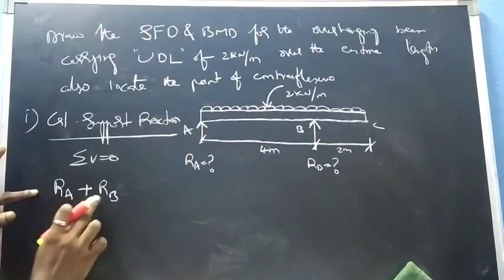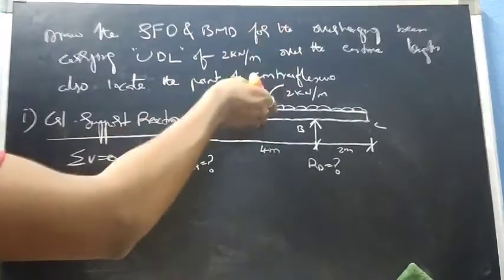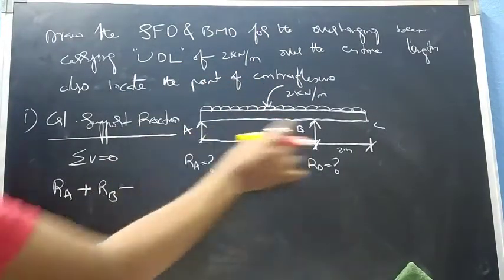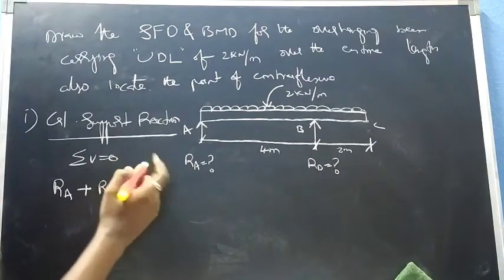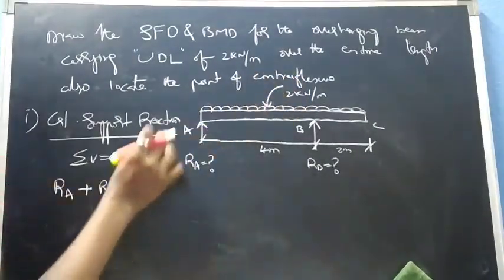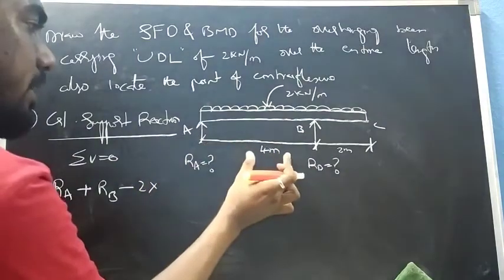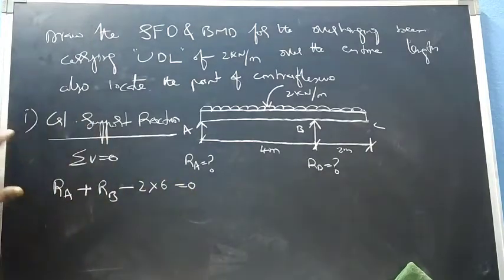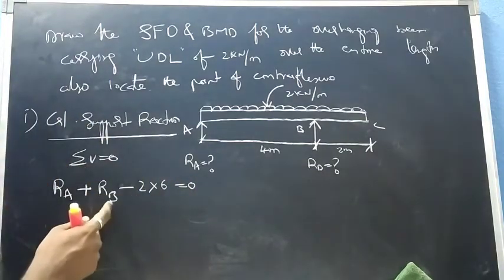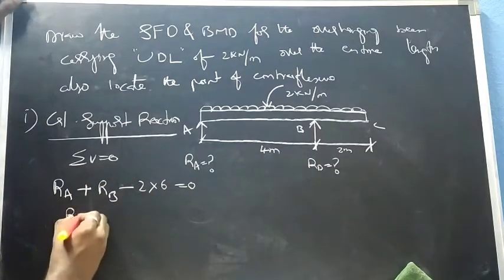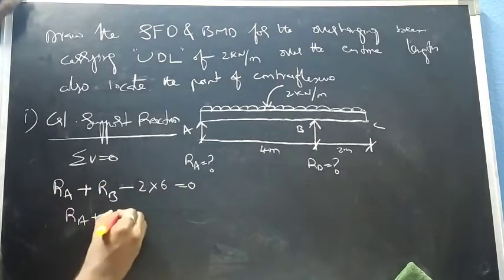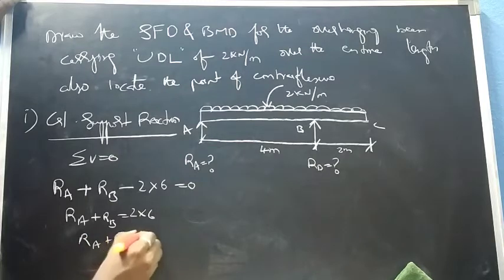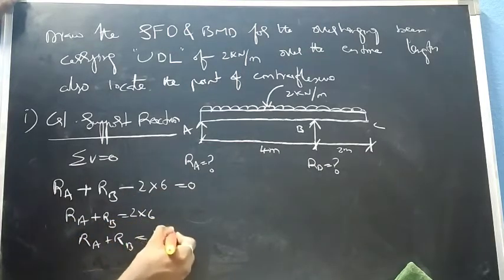So I take positive RA and positive RB, minus the uniformly distributed load, which is acting downwards, opposite to these two forces. So we take minus 2 kilonewton into the entire span. What is the entire span? 4 meters plus 2 meters, that is 6 meters, equals to 0, right? All the vertical forces equals to 0. Now I can write RA plus RB equals to 2 into 6, that is 12 kilonewton.